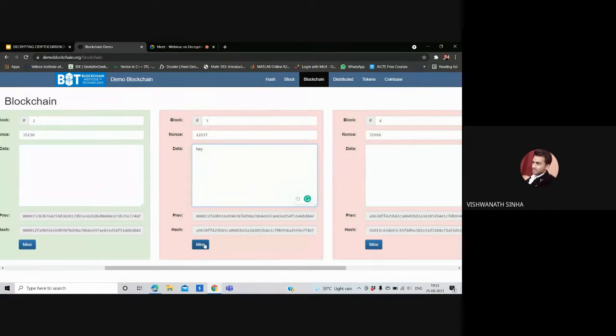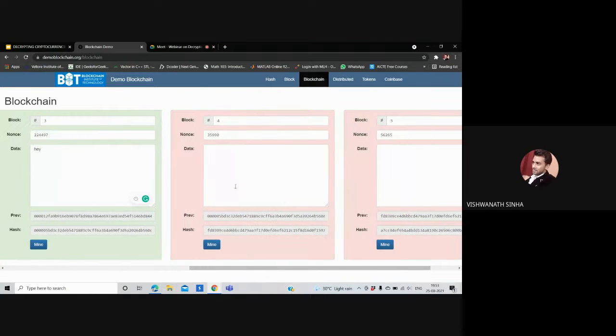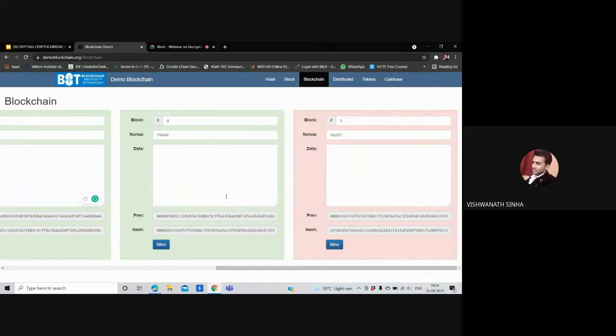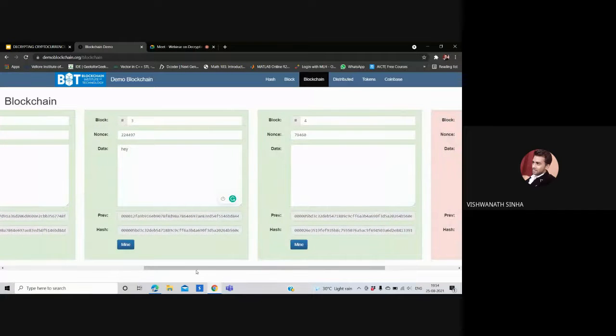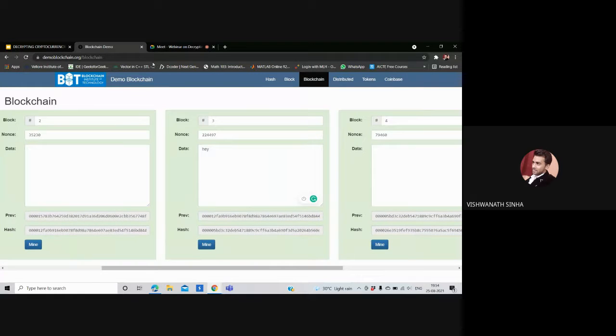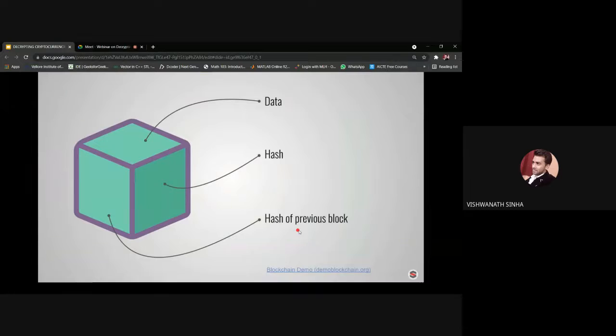And now if the attacker tries to mine the particular block and concatenates the value of the nonce, he not only has to mine this particular block, but also this particular block, and again this particular block also. So you can see how the job becomes Herculean to tamper with a particular block in a blockchain. This is what makes it secure and the backbone of cryptocurrencies.